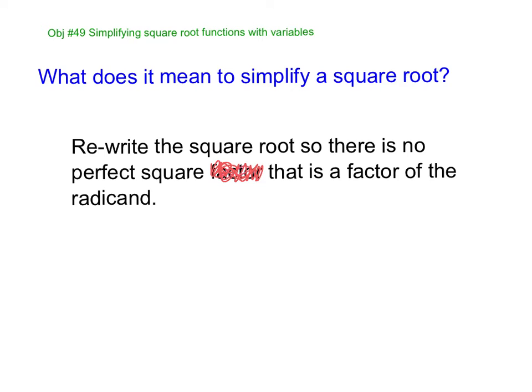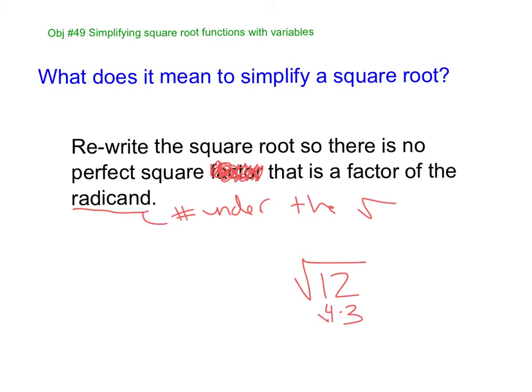I have factor too many times. A perfect square that is a factor of the radicand. The radicand is just the number under the square root. So, for example, the square root of 12, right? We simplify that because 4 goes into 12. 4 is a perfect square that is a factor of 12, right?